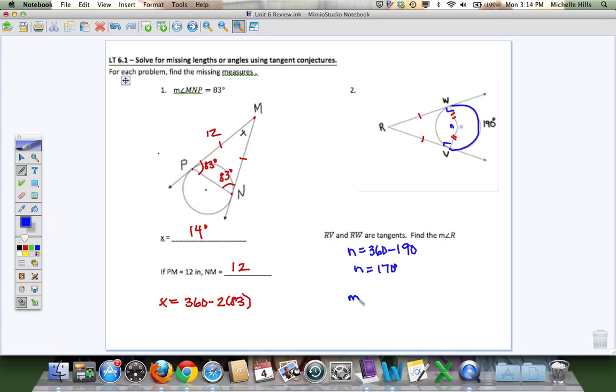Now, to find the measure of angle R, the work I would show is, this is a quadrilateral, so the sum of those angle measures has to be 360. So 360 minus the 170 I just found, minus the two 90-degree angles. And when I calculate this, I end up with the measure of angle R is 10 degrees. Notice the way I labeled my work and the way I showed my work to communicate what the heck's going on here.